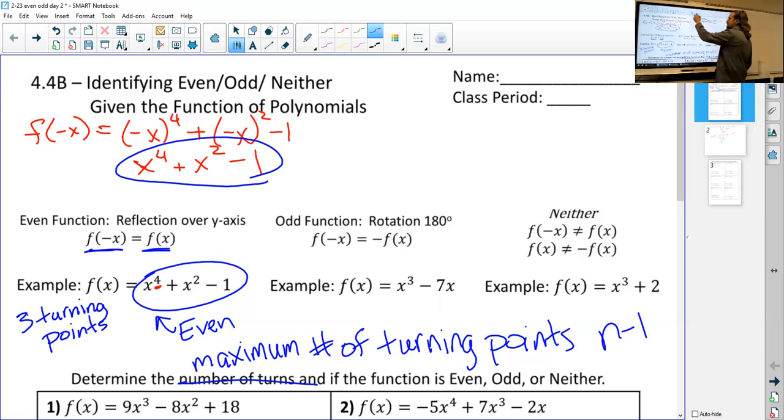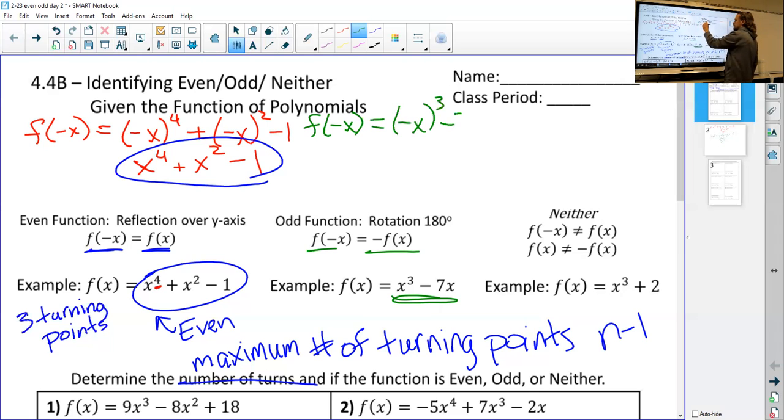Okay, so odd functions. This one's a little bit more difficult because here we want to know, does f of negative x equal negative f of x? So that's 2 separate things we need to figure out. We start with f of negative x, just like we did last time. So f of negative x, and this is our new function we're looking at. So we'd say negative x to the 3rd power minus 7 times negative x. And then we simplify it.